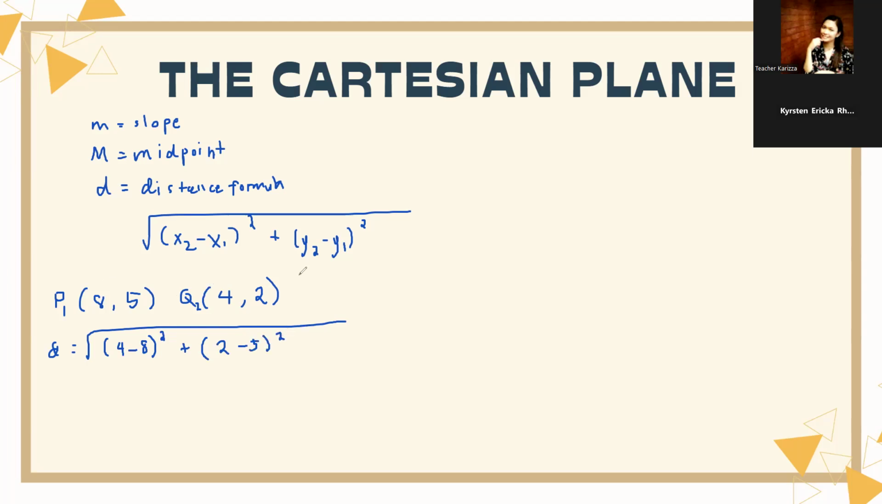Okay? 4 minus 8 is negative 4. Squared is 16. 2 minus 5 is negative 3. Squared is 9, which gives us 25. So the square root of 25 is 5. Tama na? So the distance between the two given points is 5 units. So yeah, we just use 5 units, since hindi naman clear kung anong unit of measurement yung binigay sa atin.